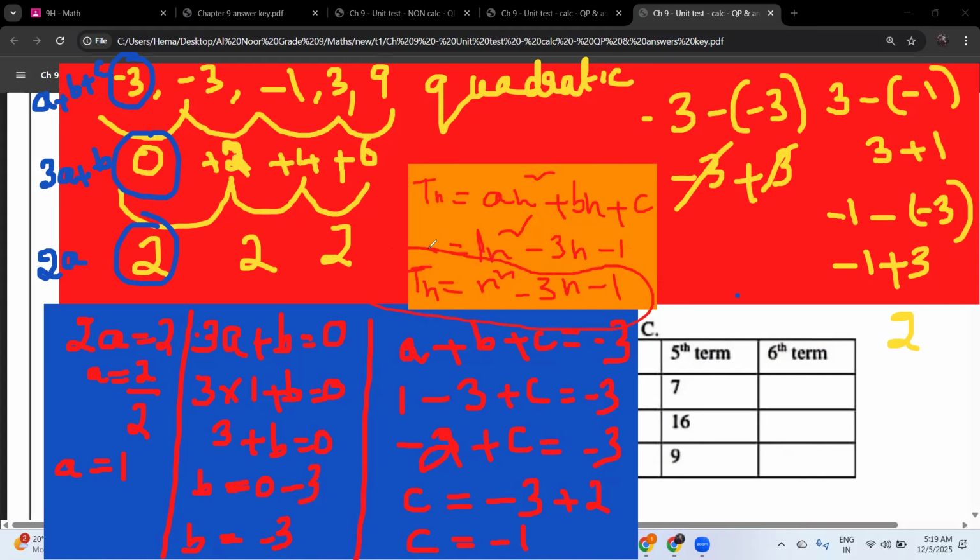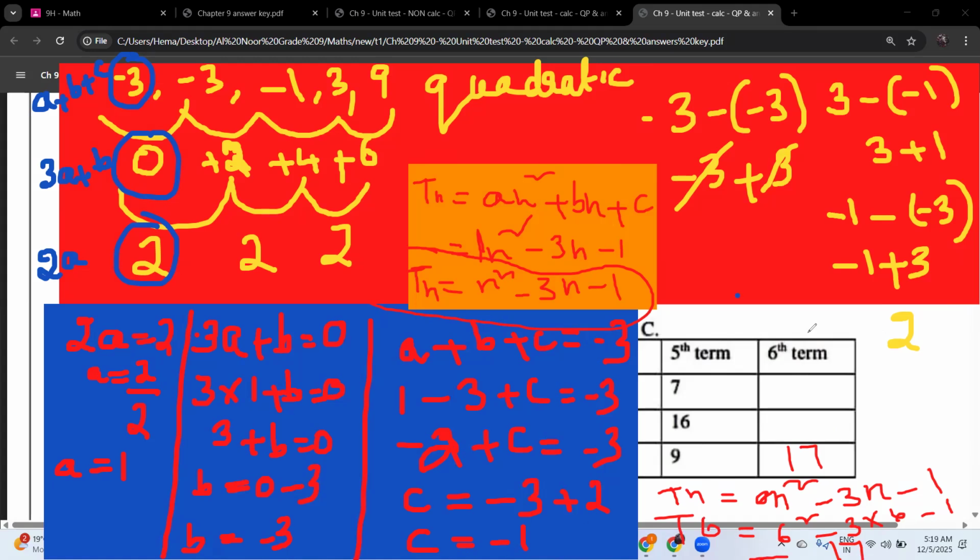Nth term. Now, sixth term, how do you find out? Come on, write the nth term and let's find the sixth term. N square minus 3n minus 1. Sixth term you are going to find, right? So 6 square minus 3 times 6 minus 1. Check it out in the calculator. You will be getting 17 here. The sixth term will be 17 here.